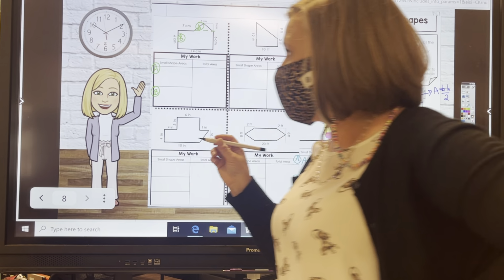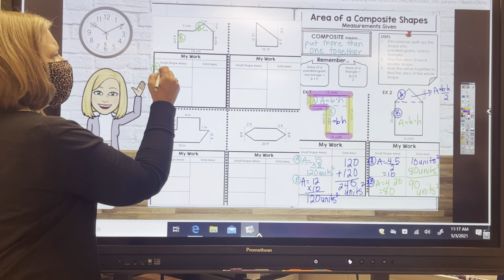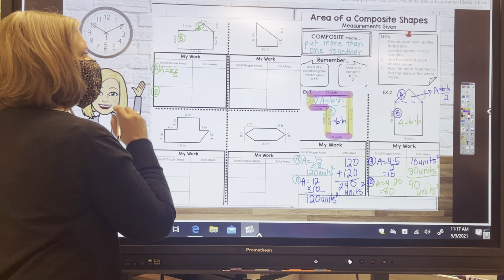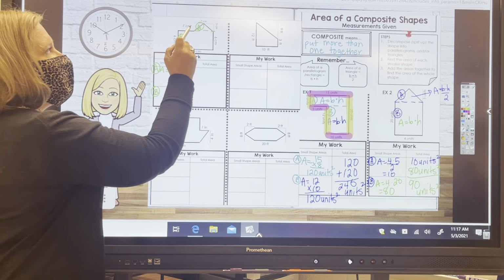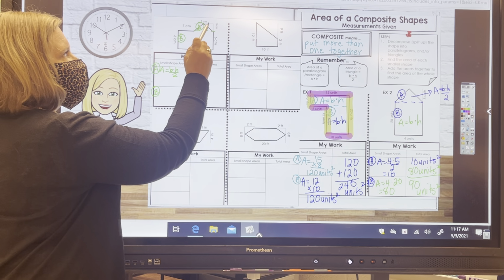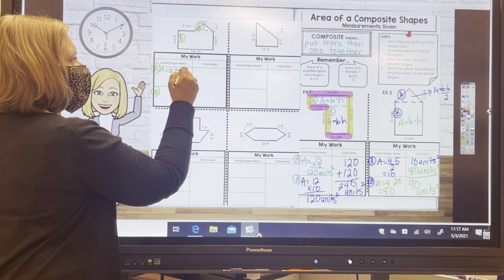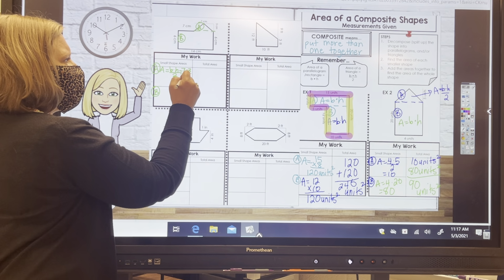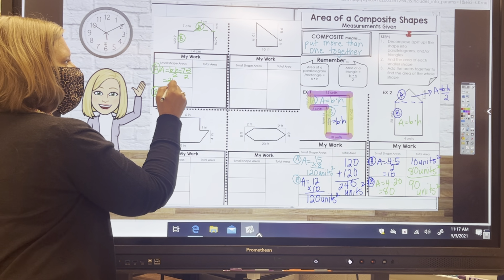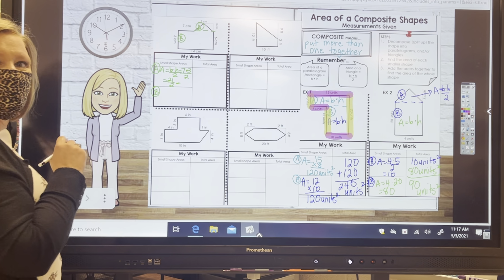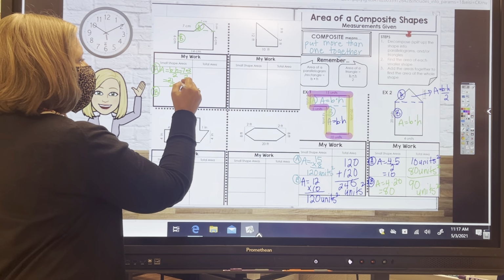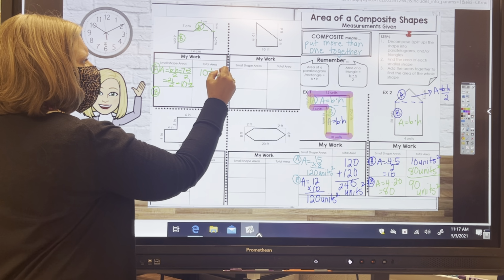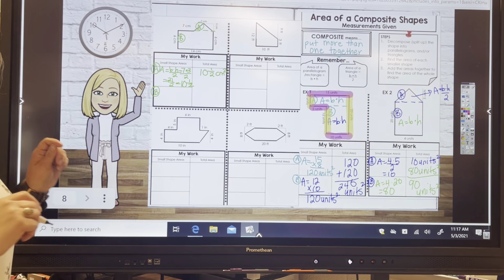So let's figure out our triangle. What's the formula for the area of a triangle? Base times height divided by 2. What is the base of this triangle? 7. What's the height? 3. What's 7 times 3? Now, 21 divided by 2 is what? 10, and I've got 1/2 left over. And what are my units this time? Centimeters squared.